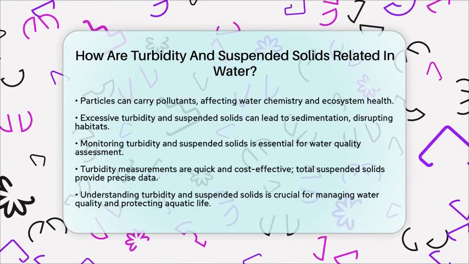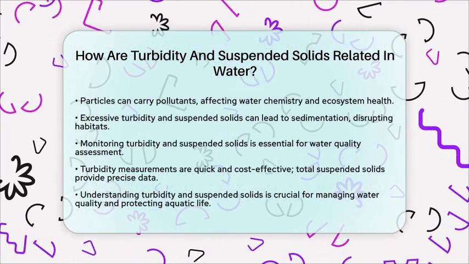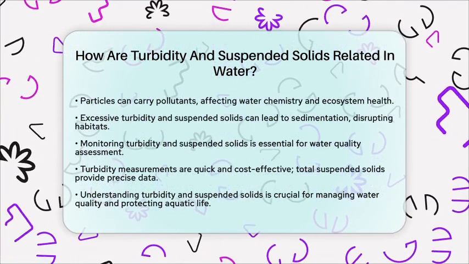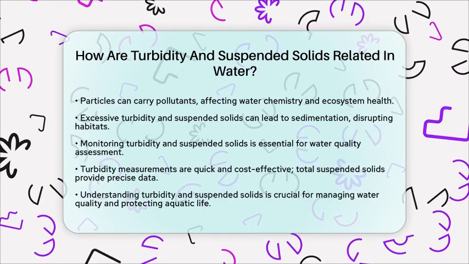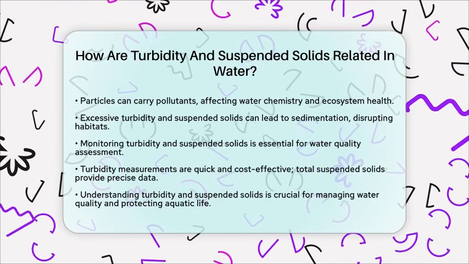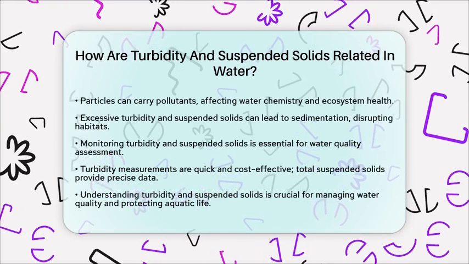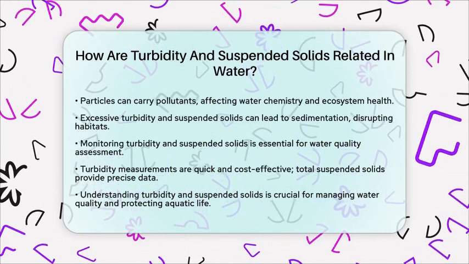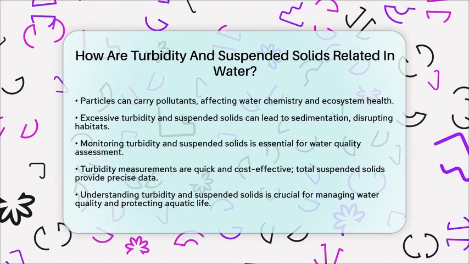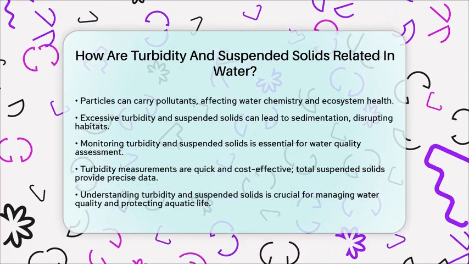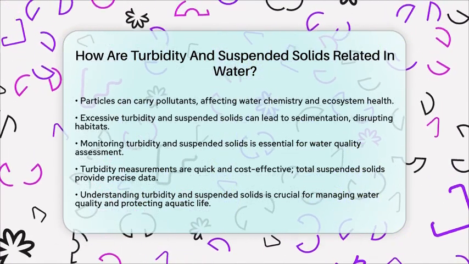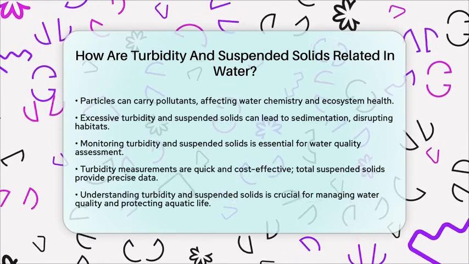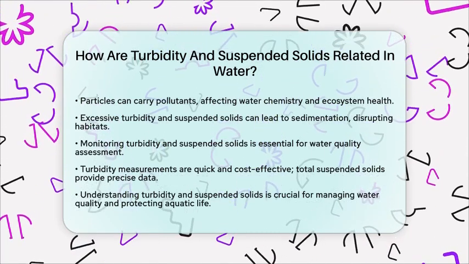Monitoring both turbidity and suspended solids is vital for assessing water quality. Turbidity measurements are quick and cost-effective, while total suspended solids measurements provide precise data needed for regulatory compliance. Together, they help detect pollution events like erosion, runoff, and algal blooms that can harm aquatic ecosystems and drinking water supplies. In essence, turbidity is a visual representation of the suspended solids in water.